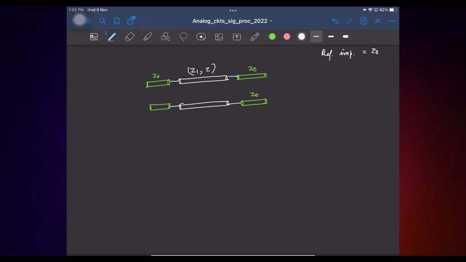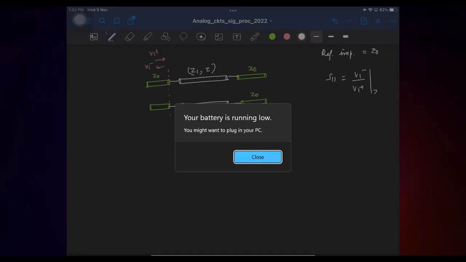So now let's say we want to find S11. Actually, let me mark it clearly. At this end, the forward voltage is V1 plus and the reflected voltage is V1 minus. And S11 is basically V1 minus by V1 plus, and I put Z0 at the other port. So I'll go ahead and put Z0 here.